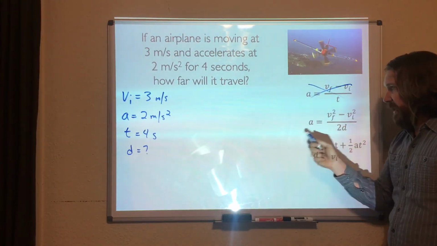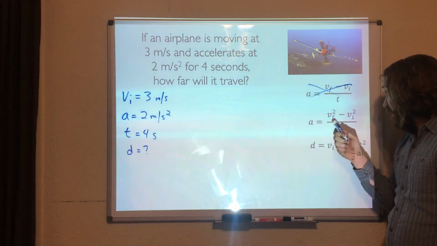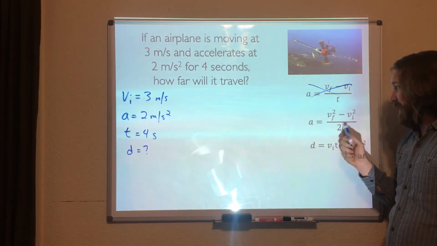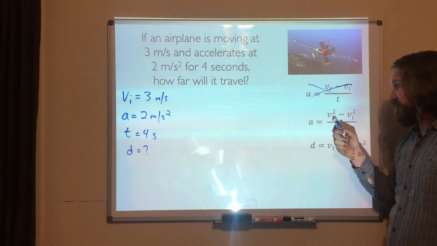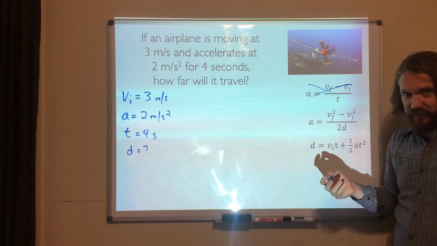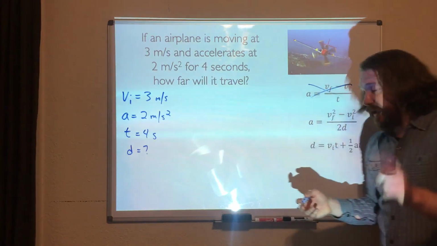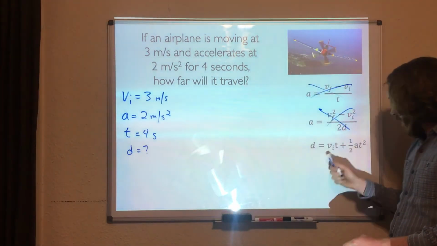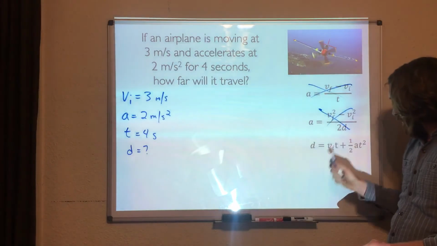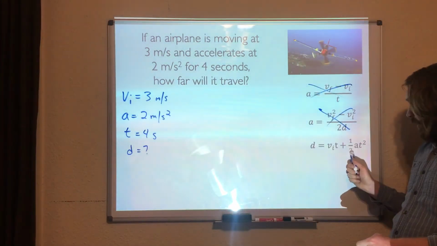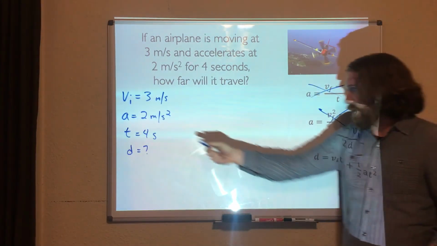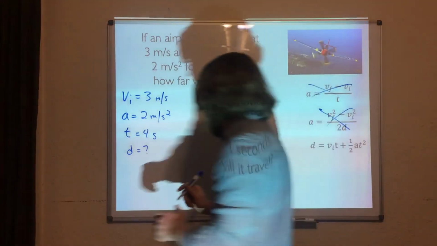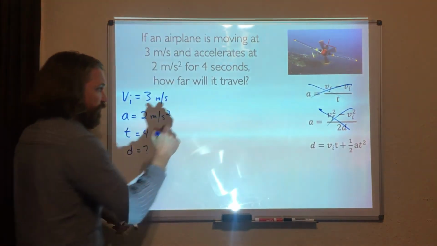Okay, what about this one? We got acceleration, check. We got final velocity, ooh, no. We got initial velocity and we got distance, but I can't use this, right? Because I don't know what my final velocity is. All right? But let's look at this last one. Distance is what I'm looking for. Initial velocity, check. Time, check. 1/2, that's a constant. Acceleration, check. Time, check. So we're going to use that last equation. I actually really like this equation, super useful.